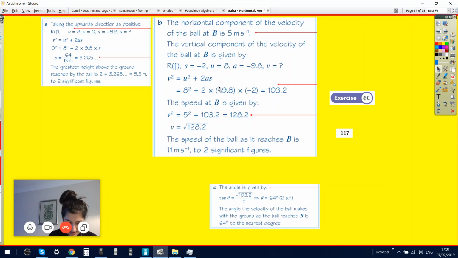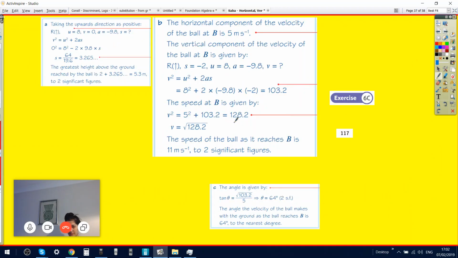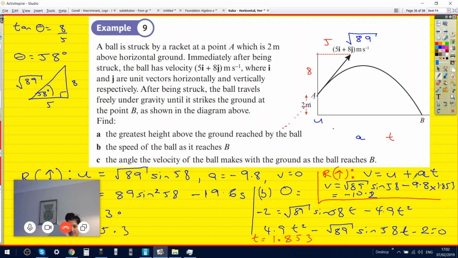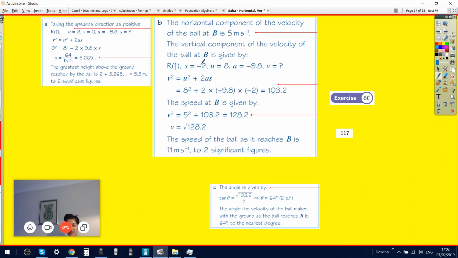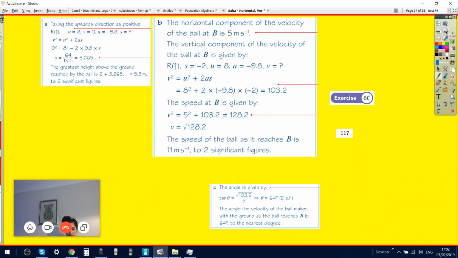They did it so much easier. They resolved vertically and said S is minus 2. They're clever. So if you resolve vertically, S is minus 2, and you just use the same values. I think we were rounding our stuff early, like 1.853. U is 8, A is that, S is minus 2. They didn't even use time. How did we find time? Just a long-winded version of it. We should have used S.